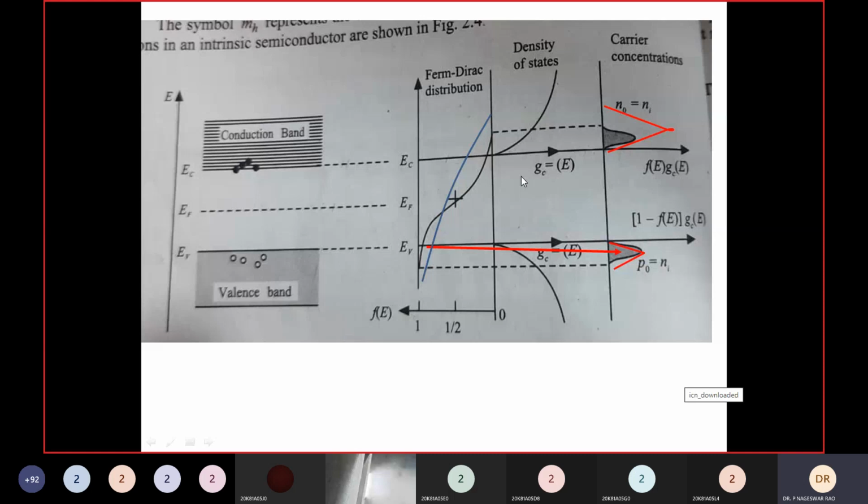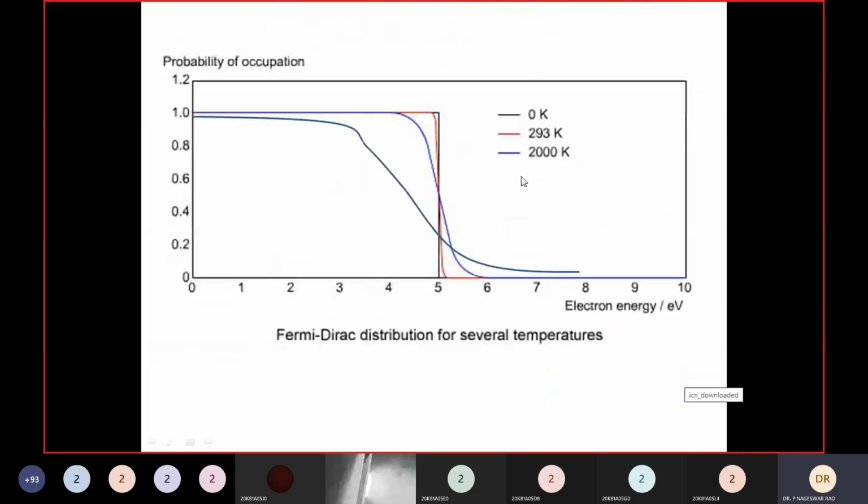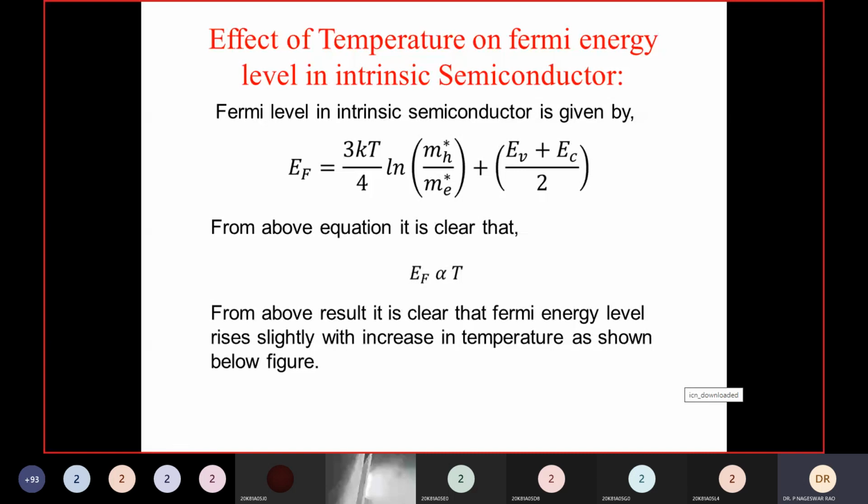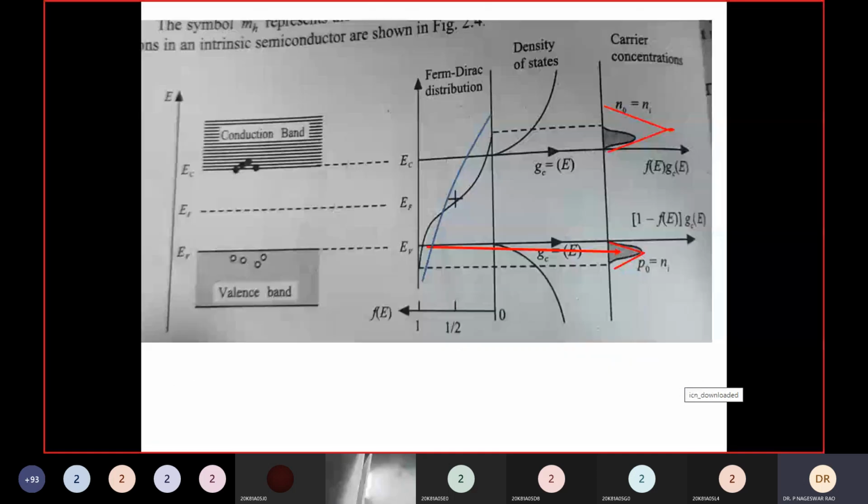So these graphs are not required for you. That means with increasing the temperature, it will increase like this. I will send that graph in your material, showing how it increases with increasing temperature. So all these graphs are not needed.